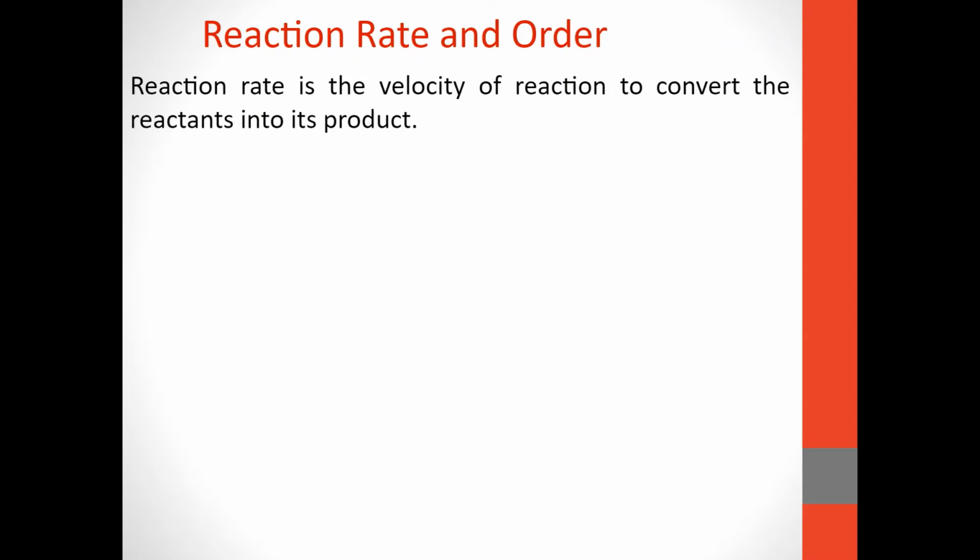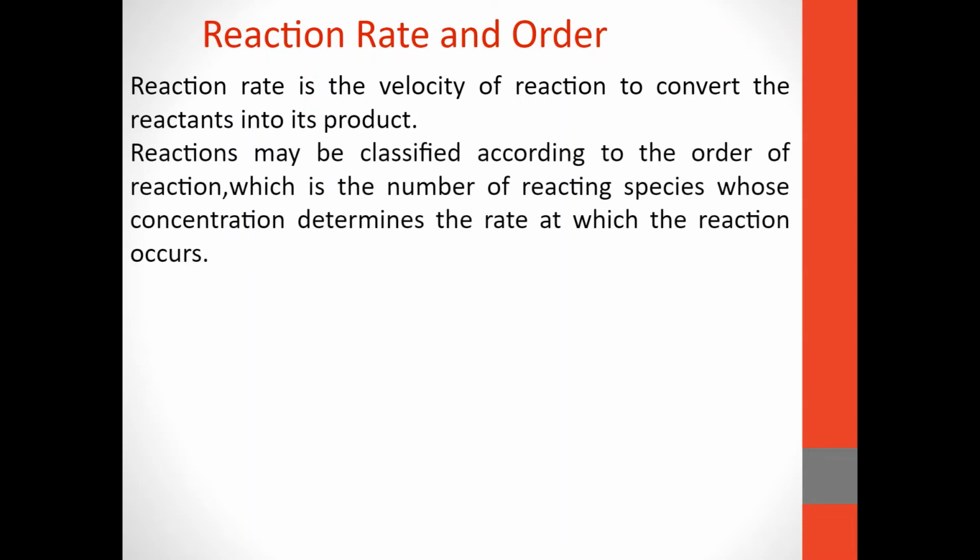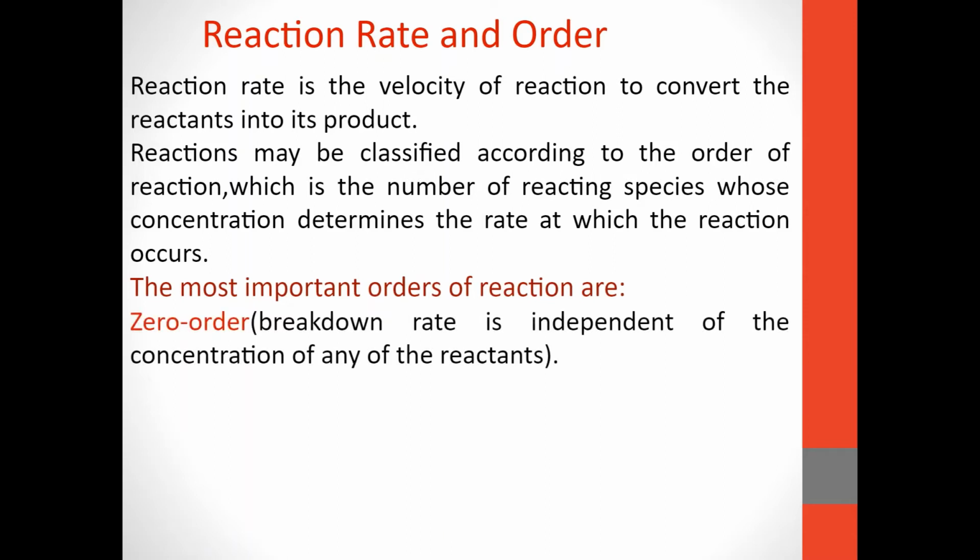Reaction rate, we have already studied. What is that? It is the velocity of reaction to convert the reactants into its product. Reactions may be classified according to the order of reaction, which is the number of reacting species whose concentration determines the rate at which reaction occurs. The most important orders of reaction are zero order, in which the breakdown rate is independent of the concentration of any of the reactants.